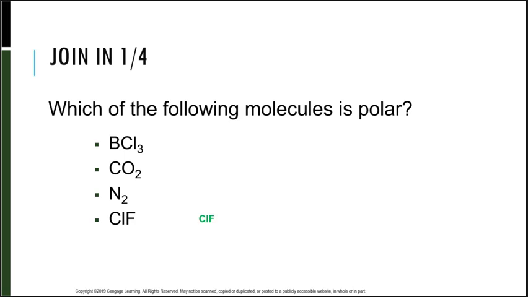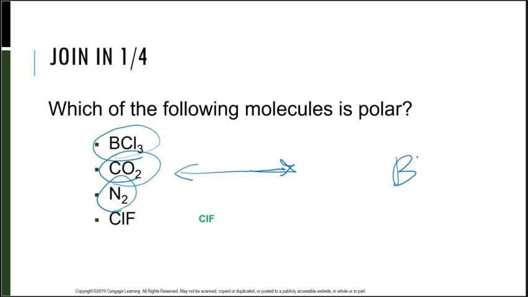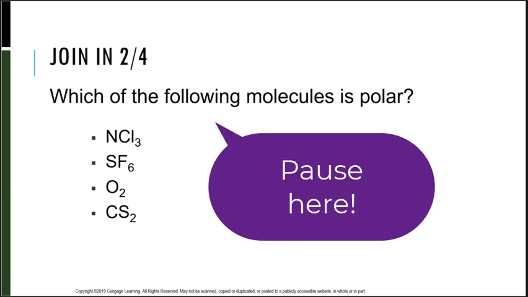It would be ClF. N2 is a pure nonpolar compound. CO2, while it has polar bonds, remember they cancel each other out. It's a linear compound, so one's pulling this way, one's pulling that way, and they just cancel each other out. And BCl3, while it has polar bonds, that boron has exactly equal and opposite 3 polar bonds, so they cancel out. Which one of these is polar?